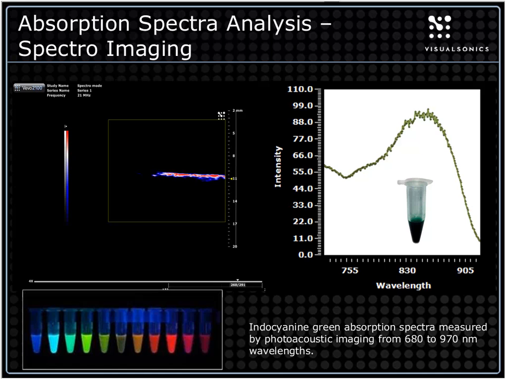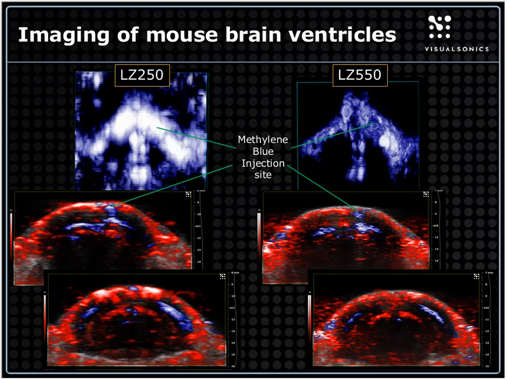In this case, we had an animal where a very small surgery was done, a very small hole drilled in the mouse skull. We injected methylene blue into the lateral ventricle on one side, on the right side here. You can actually see the injection site right here in these cross-sectional images. Of course, the ventricles are all linked, so that methylene blue dye, which absorbs in the near-infrared range, spread throughout the ventricles in the CNS, and we were able to generate this image of the ventricles by unmixing the methylene blue signal from the background blood signal. That's what you're seeing here, just the methylene blue signal.